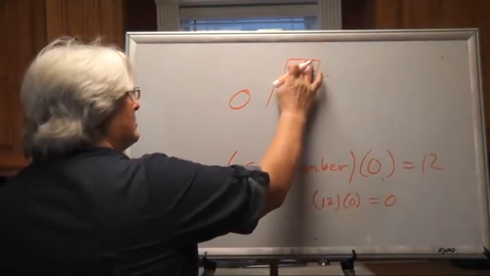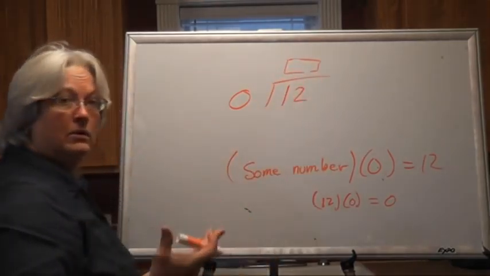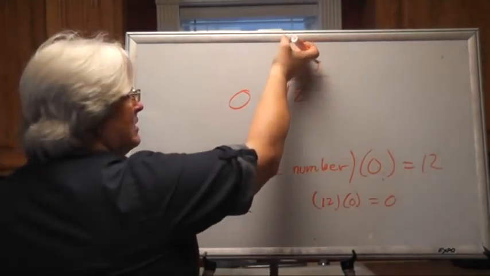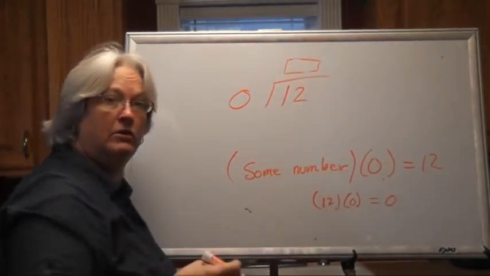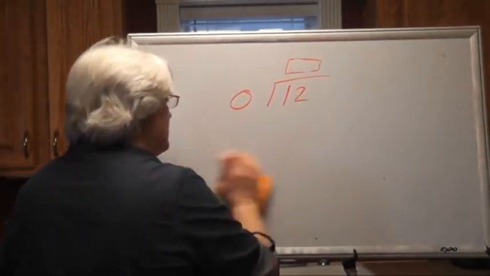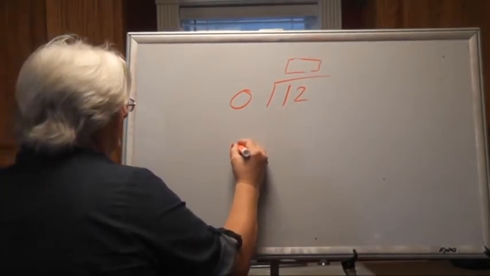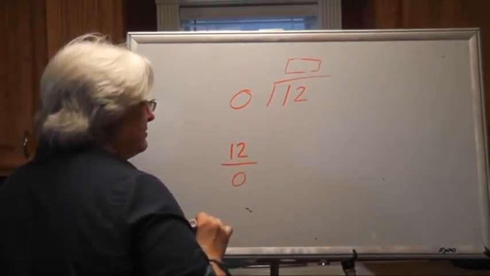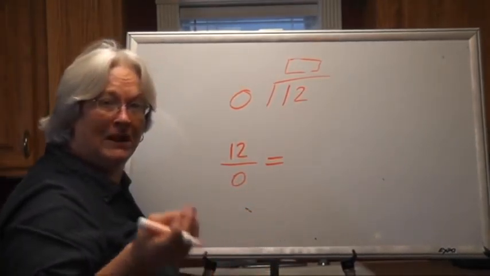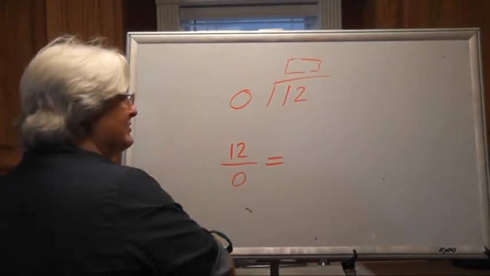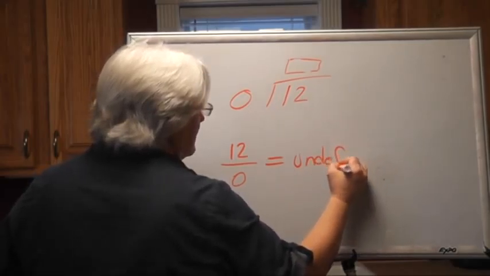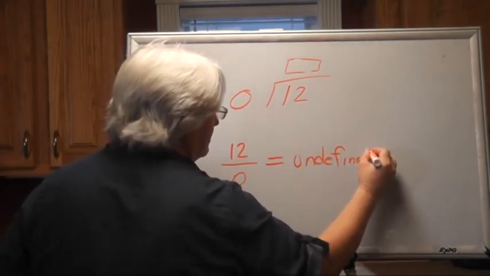So it is impossible to come up with any number, you can't divide by 0, because to check it back, you're multiplying, and you know that when you multiply any number by 0, you get 0. So in other words, if you have 12 divided by 0, you can't do it because there's nothing that you can multiply 0 by that gives you a result of 12. So we say that division by 0 is undefined.